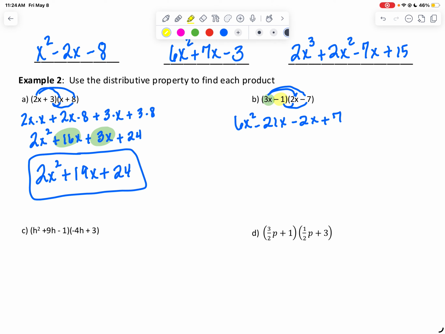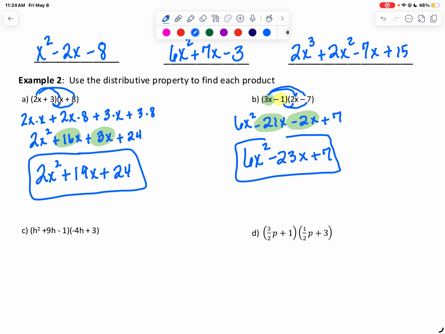Now look for any like terms that can be combined before you write your final answer. So 6x squared. Negative 21x minus 2x would be negative 23x, and then positive 7. So same process as the area model. It just takes up a little less room on your paper.